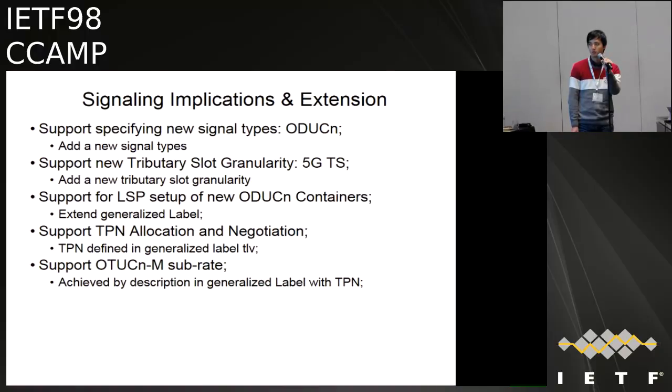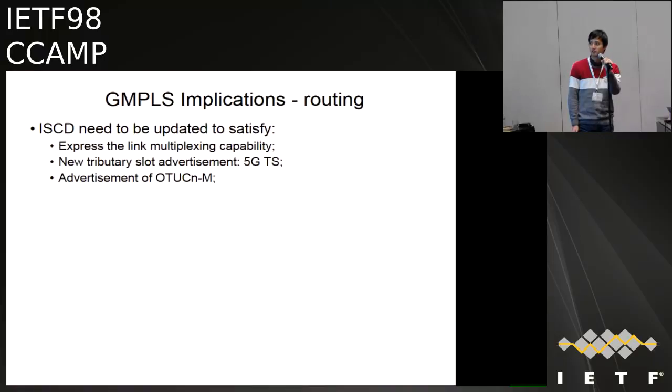The third one is we need to support the RSVP setup for the ODUCn containers, and we are going to extend the generalized label to support this. We will also extend the TPN allocation together with the support of the ODUCn. And for the routing implementation, we also need to extend the RSCD to describe how to express the link multiplexing, how to advertise the 5 giga tributary slot granularity, and also how to advertise the separate OTUCnM.